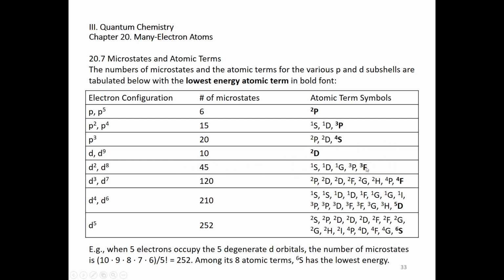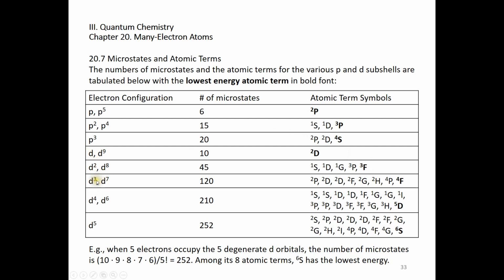So there are 2 rules to determine which term has the lowest energy. First, look for the largest spin multiplicity, so 3. We have a tie here, so how do we break the tie? Now look at the largest L. So for the F term, L is 3. For the P term, L is 1. I'm going to go with 3F as the lowest energy atomic term.